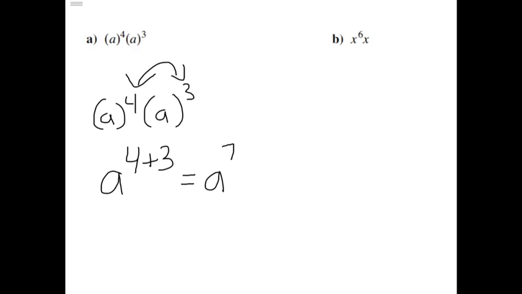Same with b, we've got x to the power of 6 times by x. Now don't get confused because there's no exponent there. It looks like nothing, but it isn't really nothing at all. This is actually x to the power of 6 times by x to the power of 1. You can think of it that way. In that case, you're still using the exponent law. This is going to be x to the power of 6 plus 1, which will give you x to the power of 7.